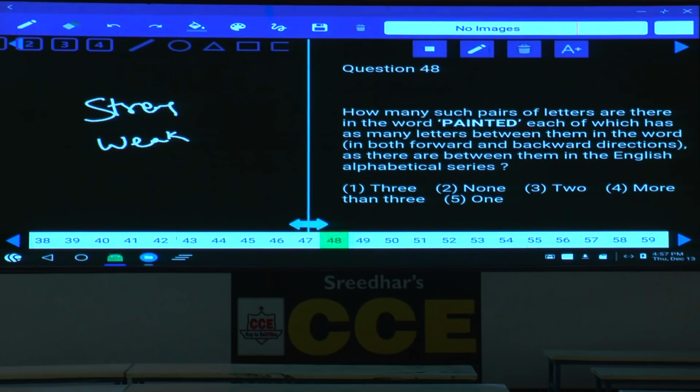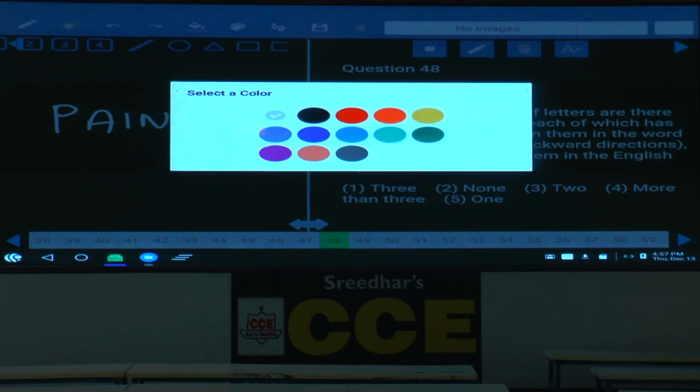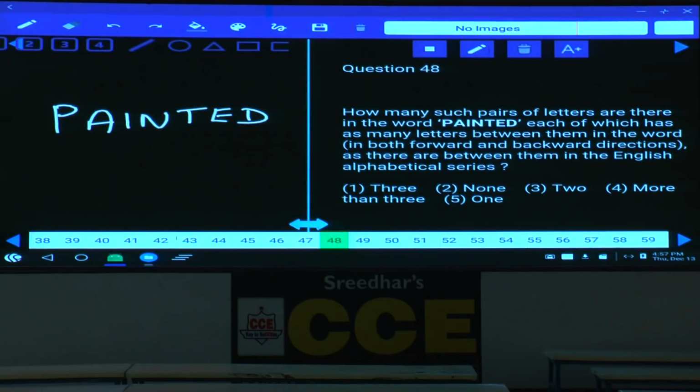Question 47 is done. Then question number 48. In this question 48, how many such pairs of letters are there in the word PAINTED? P-A-I-N-T-E-D, painted. How many such pairs of letters are there, each of which has as many letters between them in the word as in the alphabet, both forward and backward, isn't it? Now we need to count the number of pairs.